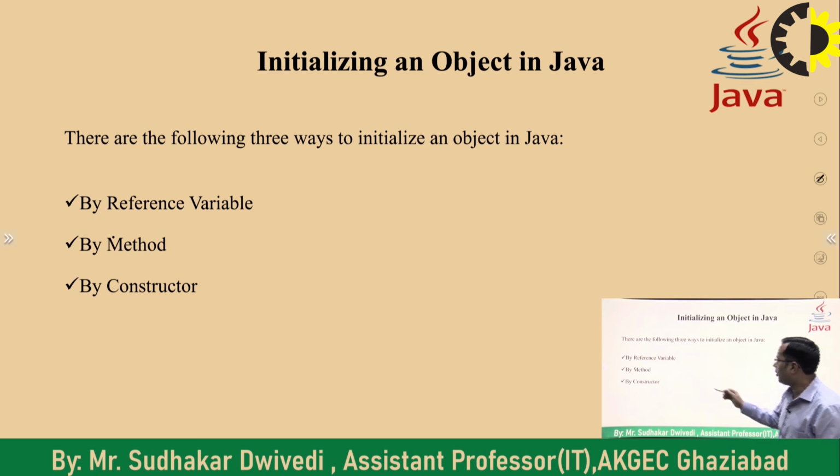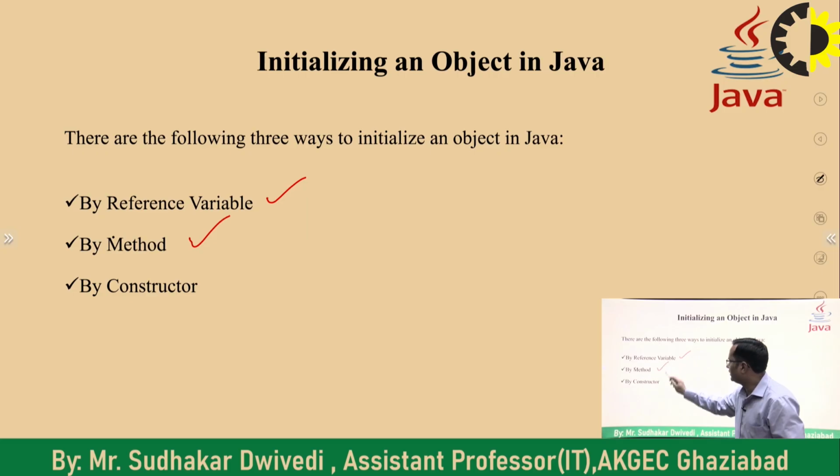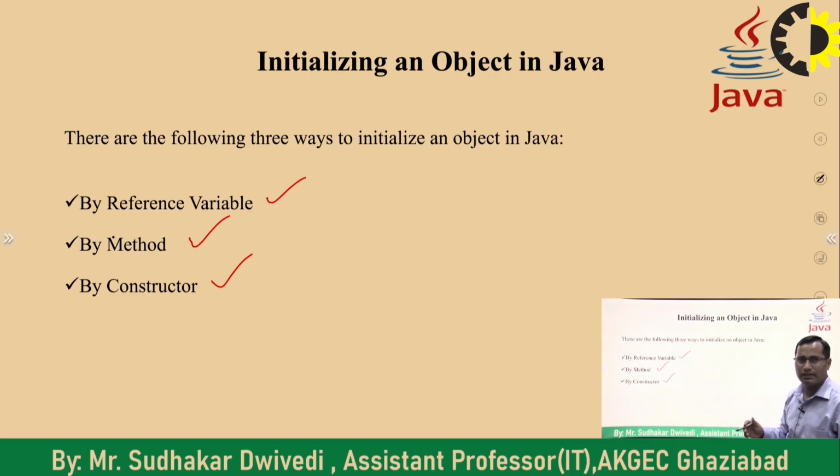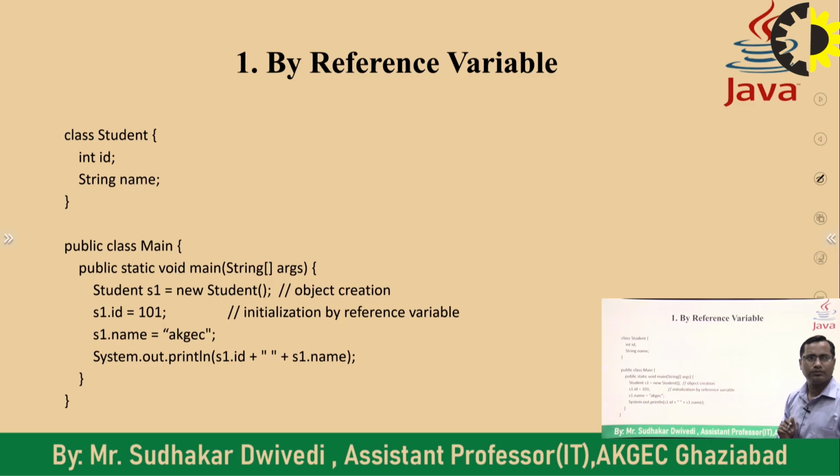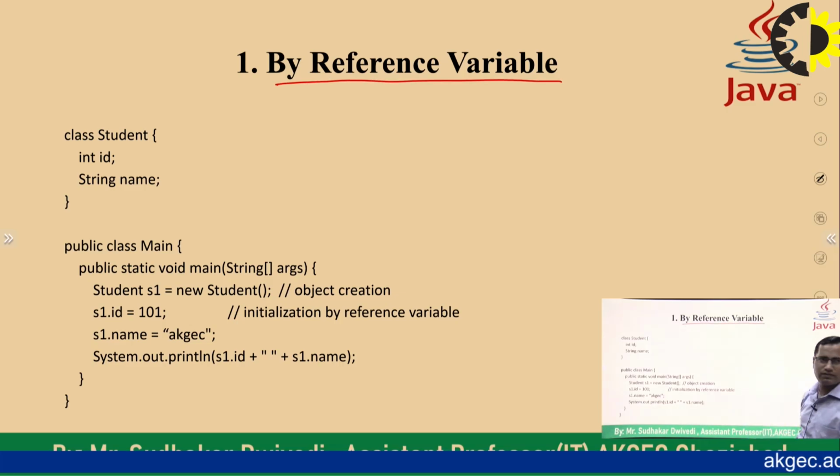So how can we initialize the object? We can initialize the object by using the reference variable, by a method, and by a constructor. Once we have created an object, we need to initialize it. So we can initialize the object using these three ways: either the reference variable, or a special method, or even the constructor.